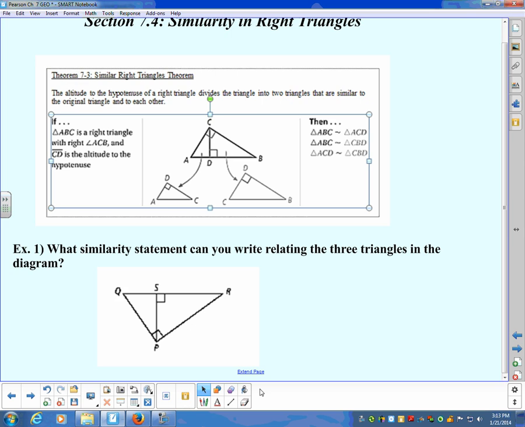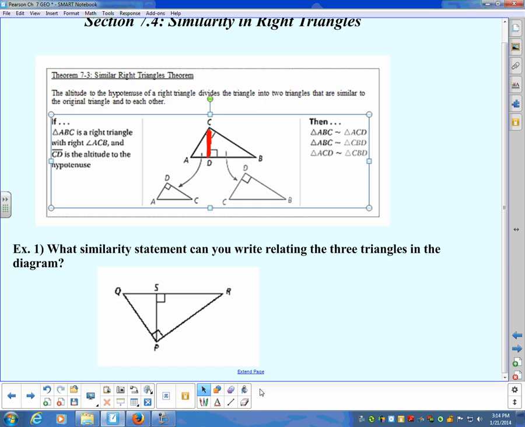This one says the altitude to the hypotenuse of a right triangle, that's this piece right here, divides the triangle into two triangles that are similar to each other and similar to the original. Okay. So you can see they each have a right angle here, and then in each case they share an angle. So by angle-angle similarity, you can make that statement.